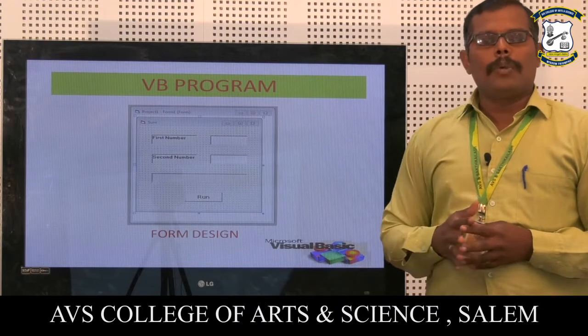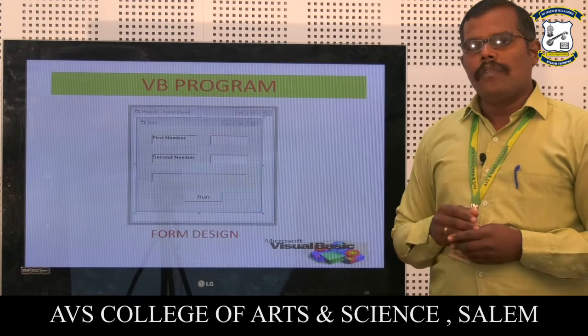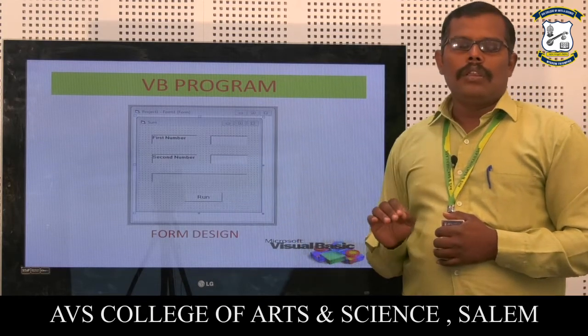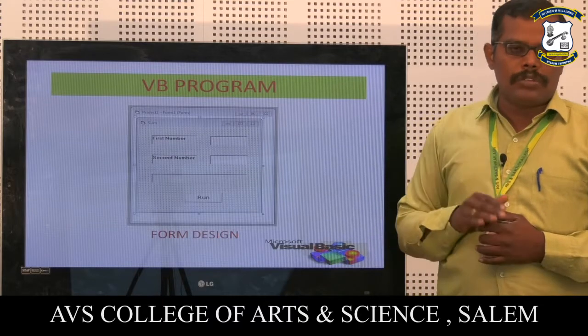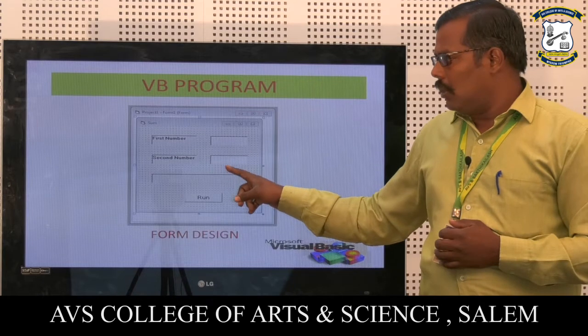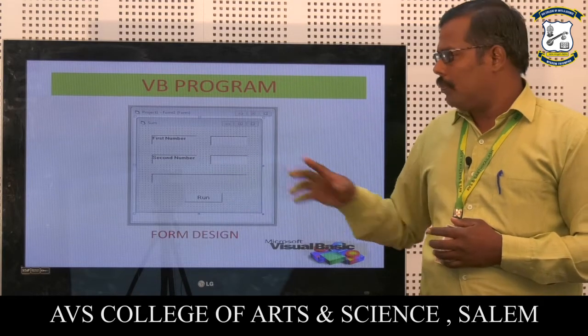How will it execute the program? For that we have a button called Run, that is a command button. If we press the Run button during the execution of the program, VB gives automatic output in this third label control.